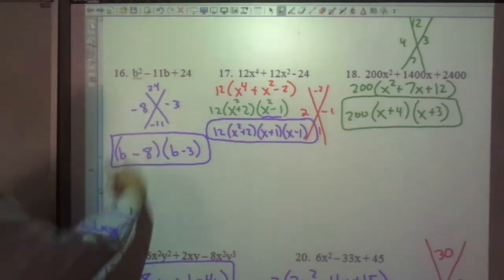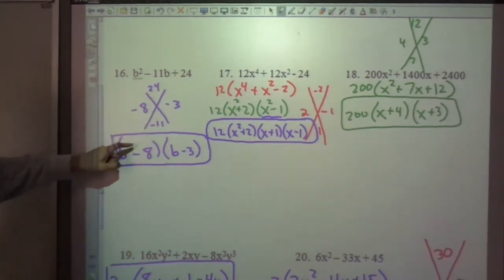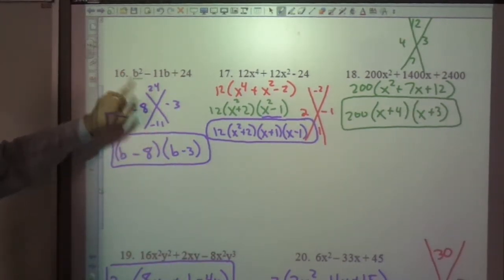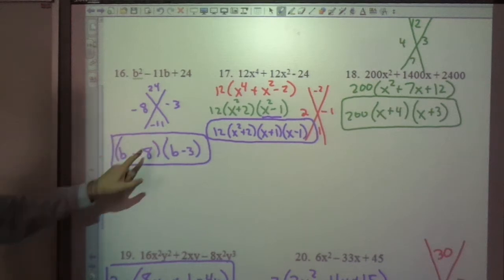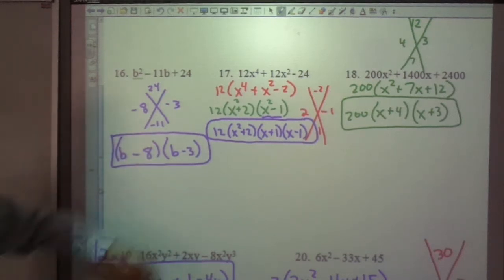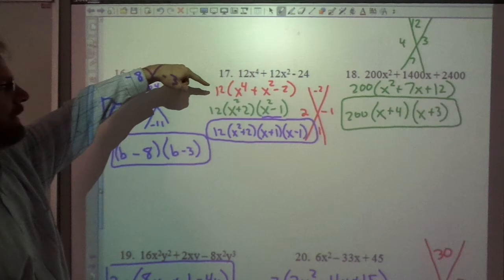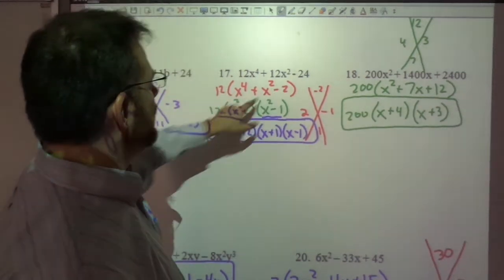Trinomial, the easy kind. Multiplies to be 24, adds to be negative 11: negative 8, negative 3. Because it's the easy kind, it can go straight to my answer. Negative 8, negative 3. This has a GCF of 12. I'll pull that out first. Then I factor this trinomial.